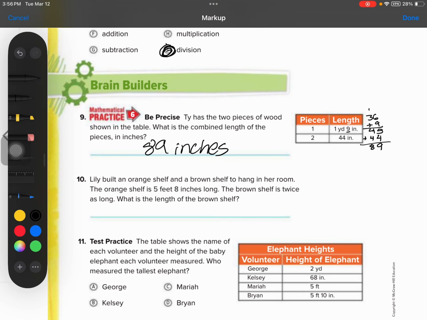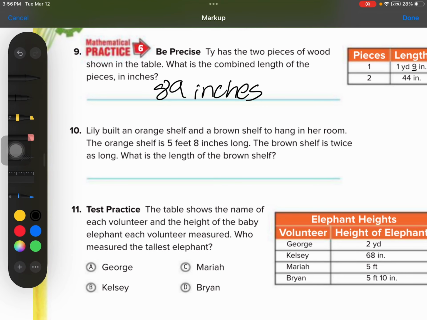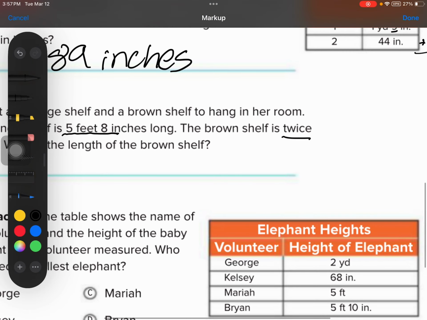Okay? Now Lily built an orange shelf and a brown shelf to hang in her room. The orange shelf is this long, and the brown shelf is twice as long. So there's a couple of different ways you can do this. I'm going to do the simplest way by converting everything to inches first, and then multiplying it by 2, because that's what twice as long means. So 5 feet, I'm going to convert that into inches. So 12, that's how many inches are in a foot, times 5 equals 60. Then I add the 8, because there's 8 inches right there. So we have 68 inches.